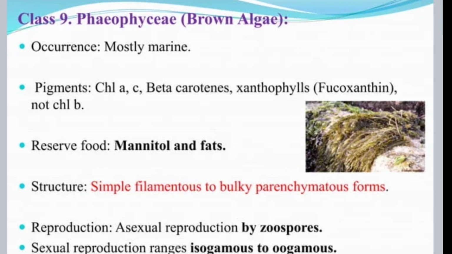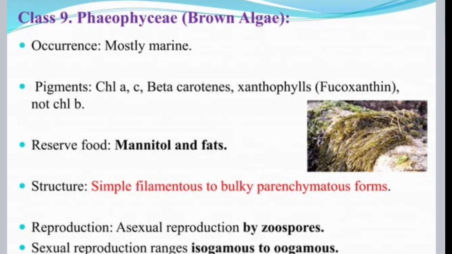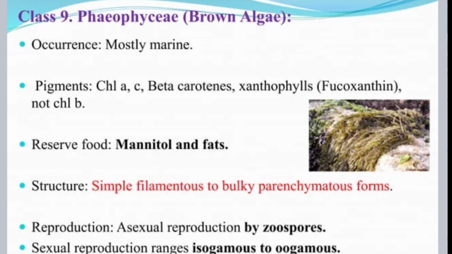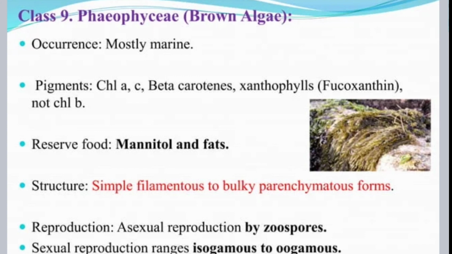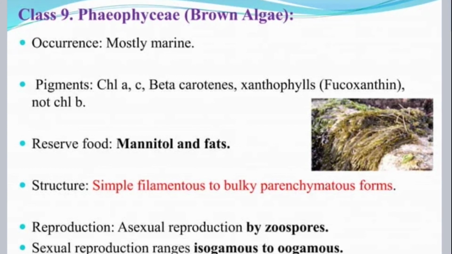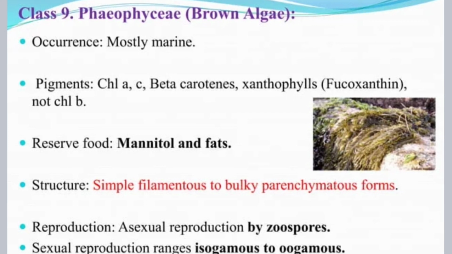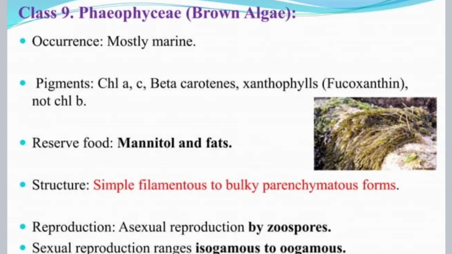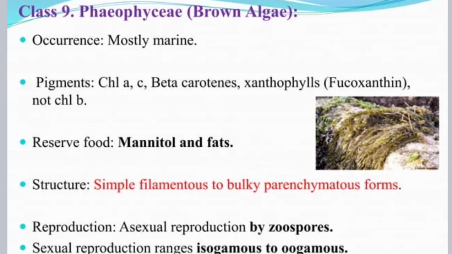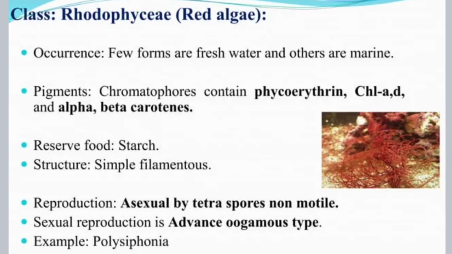Phaeophyceae, brown algae. They are mostly marine. Pigments are chlorophyll A and C, fucoxanthin, the particular pigment. Reserve food: mannitol, fats and laminarin. Cell wall is made up of polysaccharides, alginates. Flagella: motile gametes and laterally attached flagella, and they are heterokont. Reproduction: asexual reproduction by zoospore. Sexual reproduction ranges from isogamy to oogamous. Example: Sargassum.